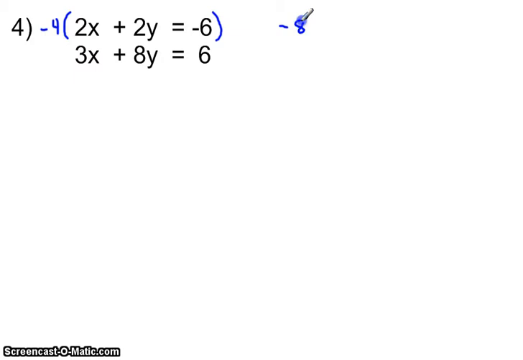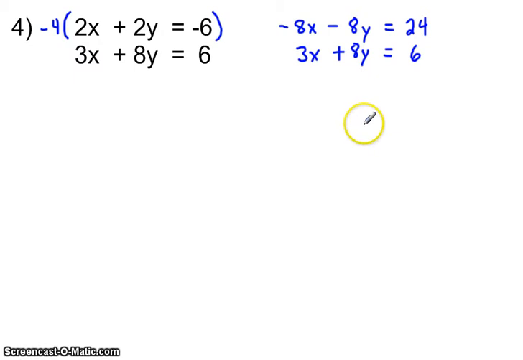So it's going to be negative 8x when I distribute here. Negative 4 times 2y is negative 8y. And this is equal to negative 4 times negative 6 is positive 24. A lot of times people forget to multiply that constant. The bottom one stays unchanged. So this is 3x plus 8y equals 6. And I'm going to pause the video here. I want you to try to work this one out on your own. So pause the video here. I'm going to do it on my own, and then we can check answers in just a second.